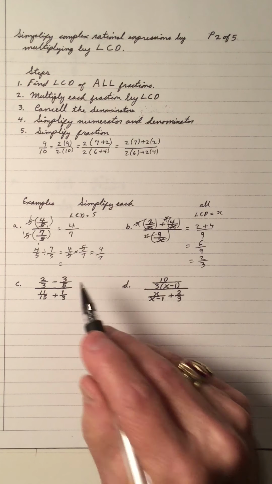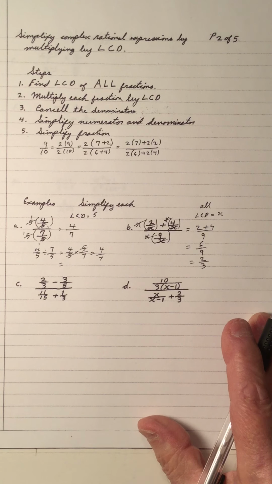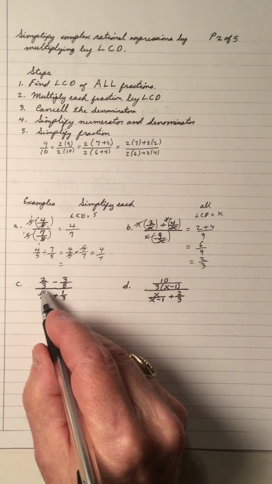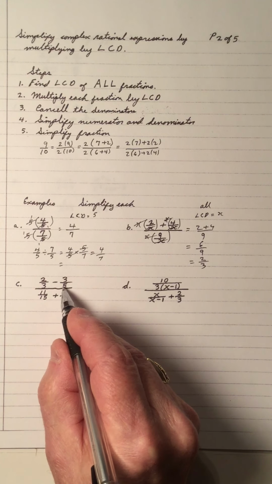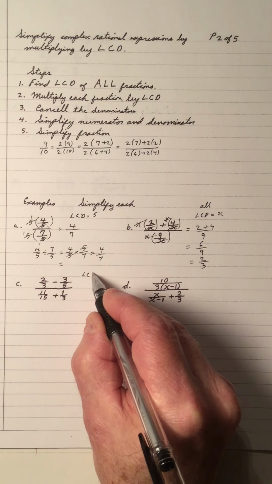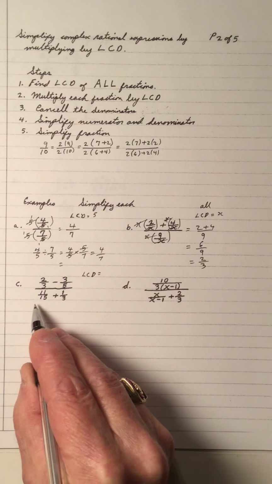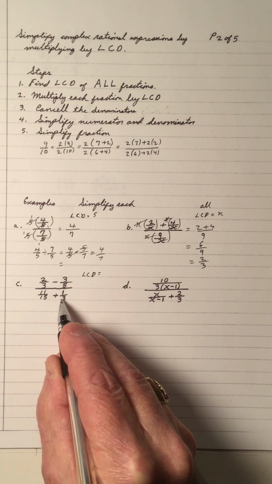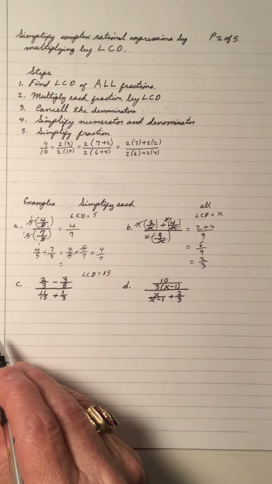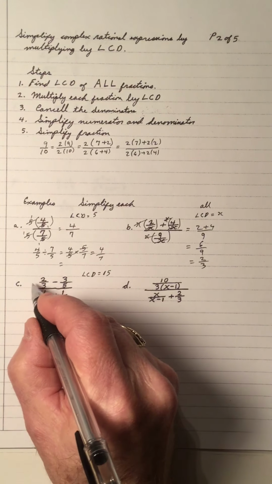Easier method. Quicker method. I won't say easier, quicker, yes. So let's go with C. What is the LCD for the numerator? The LCD is 15. Least common denominator for the denominator is 15. So 15 is the LCD for both of these. So that means the LCD for all of them is 15.